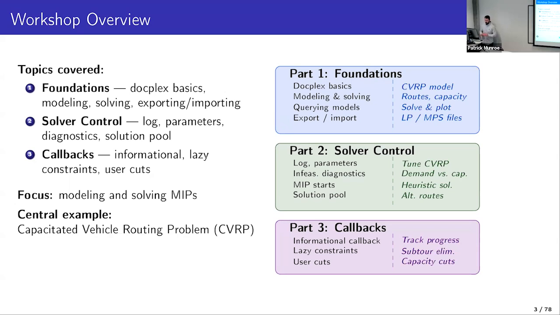And besides a few examples at the beginning that are more like toy examples, we will be working around a central example, which is the capacitated vehicle routing problem. So it's a VRP, a CVRP, actually. And I chose this example because it's relatively easy to motivate the use of, for example, lazy constraints or user cuts. So I think it's a good choice for this workshop if we want to talk about callbacks.